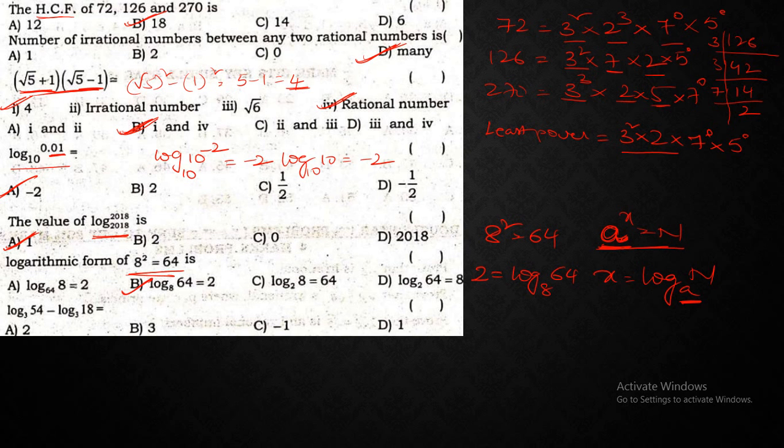Next question is log 54 to the base 3 minus log 18 to the base 3. Already we know this is in the form log a minus log b, which I can write as log of a by b. So 54 by 18 to the base 3. 18 3s are 54, no? So this is 3. Then what am I going to get? Log 3 to the base 3. So log 3 to the base 3 is 1. So the answer is option D.